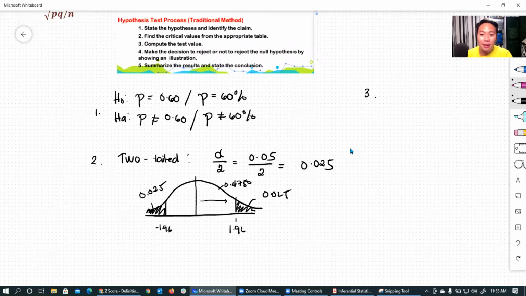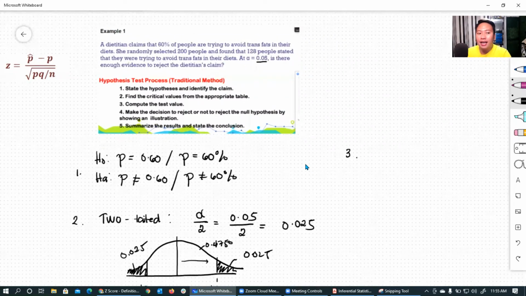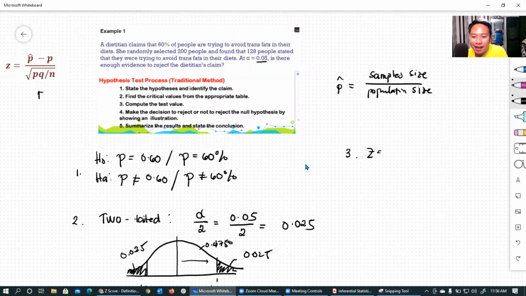Then we're going to do step 3, computing the test value, which uses a different formula this time. Z equals, what is the P hat there? The P hat is the sample size over the population size. P hat.